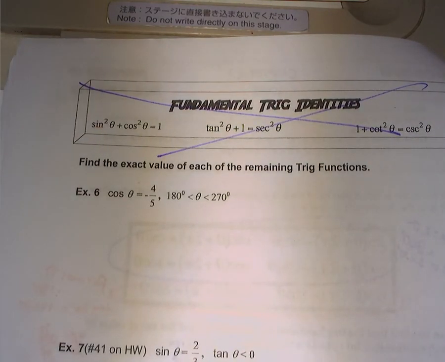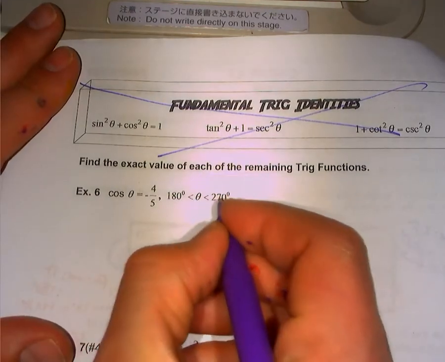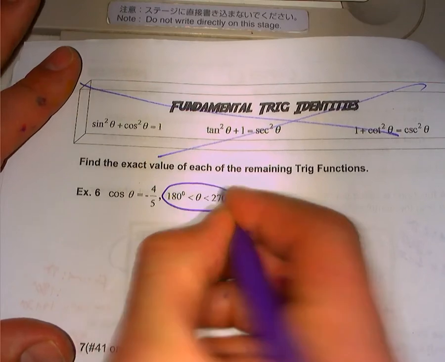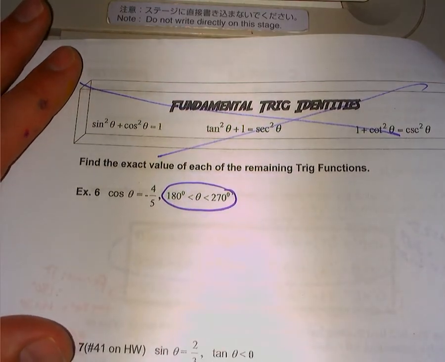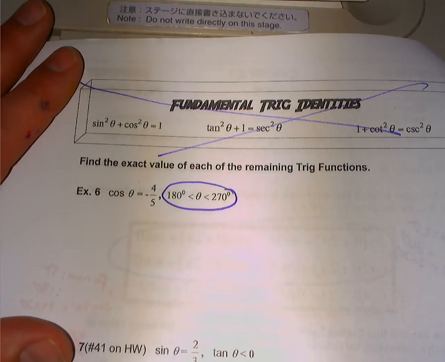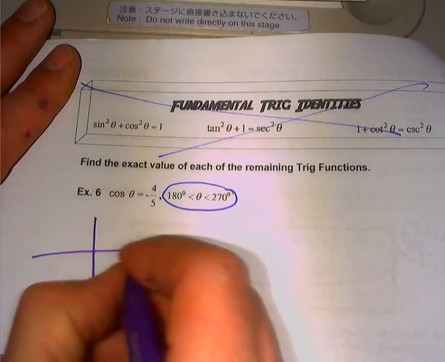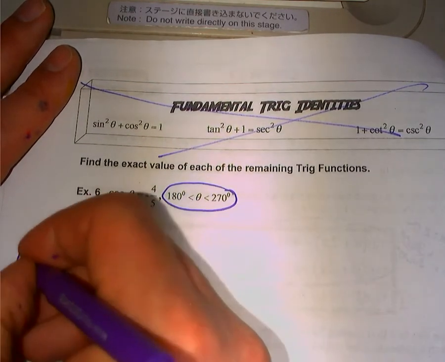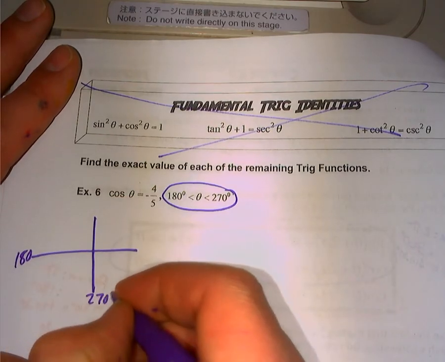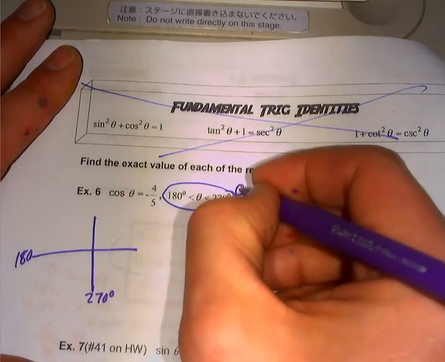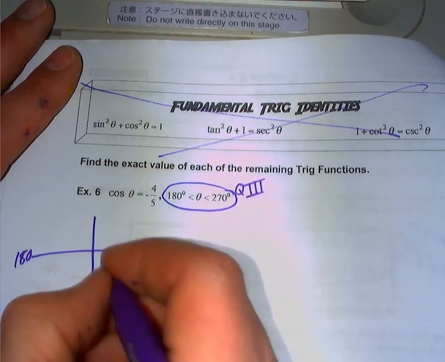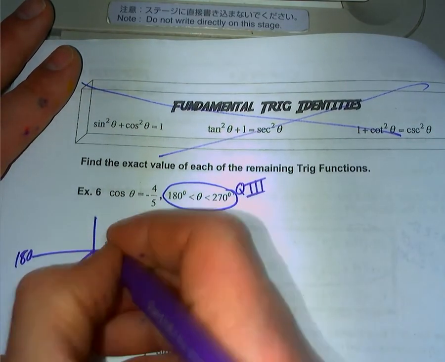So as I take a look, I've got cosine of theta is negative 4/5, and I want to draw my triangle in this quadrant. So they blatantly tell me it's in between 180 and 270. So when I'm drawing my angle, 180 is here and 270 is there, so I'm in what quadrant? Quadrant 3. So my initial side, terminal side, that's theta.